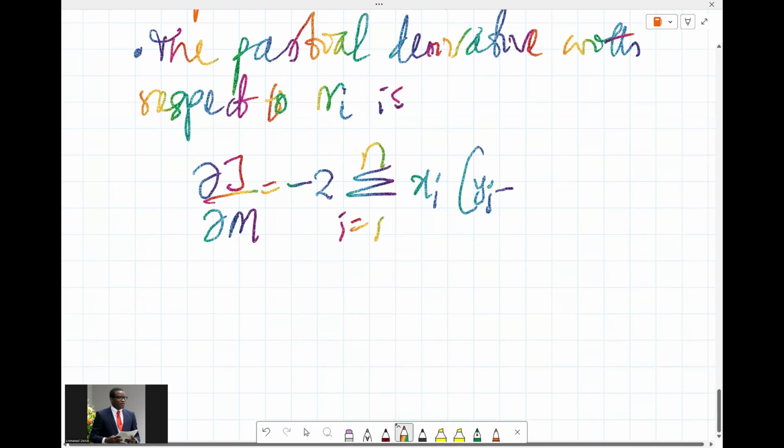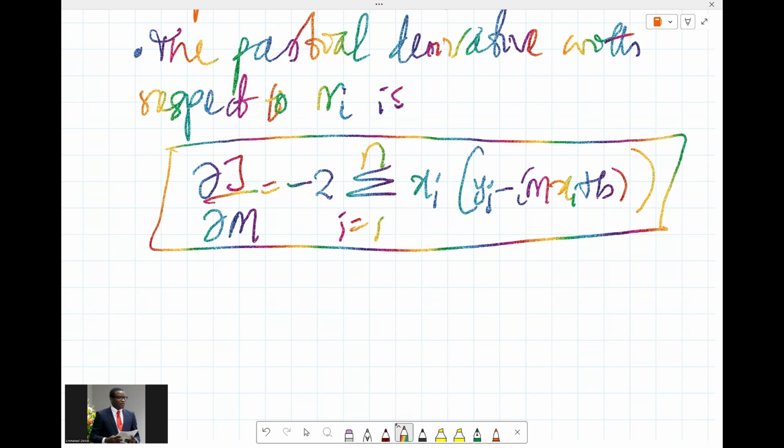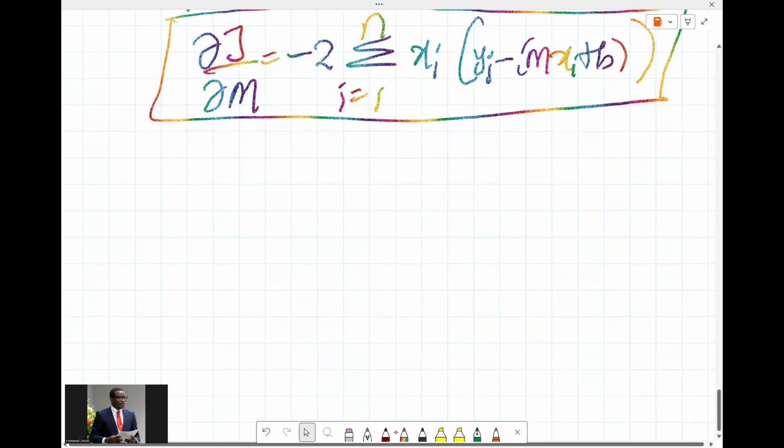Then minus mxi plus b. Now the power is 1 because you bring down the power, differentiate inside, reduce the power by 1, and that's what you have now. So this is partial J, partial m. Then we have the other one.